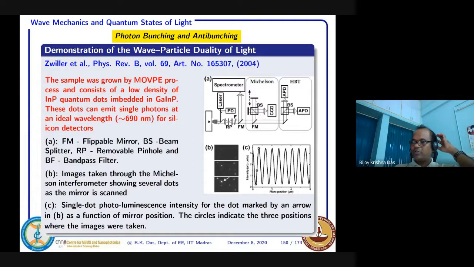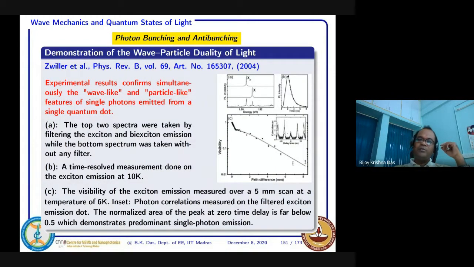We have discussed the Michelson interferometer earlier. They used both arms, one for the CCD and another for direct detection, using 2 APDs. Depending on the flippable mirror, you can block the Michelson interferometer path and send the light directly to the HBT. Instead of sending to the spectrometer, you can send it here. These are flippable mirrors, and these are the normal HBT. And here you could see the excitonic emission.